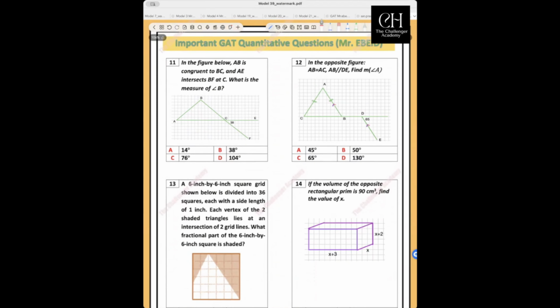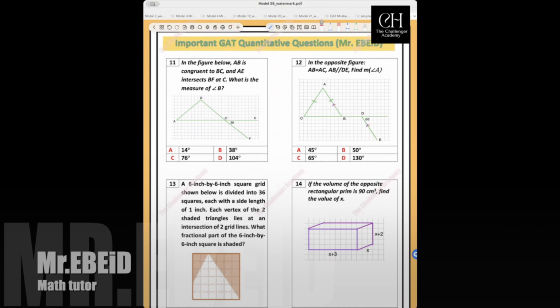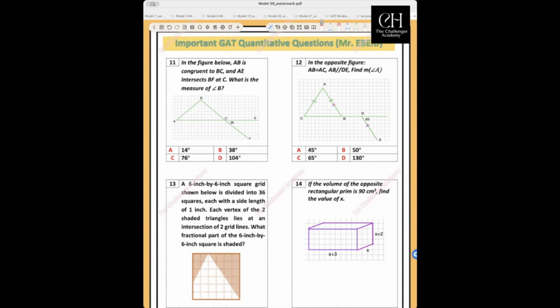Question 11. In the figure below, AB is congruent to BC, and AE intersects BF at C. What is the measure of angle B? How can we find the measure of this angle? This is 38, so this angle also has a measure of 38 because we have two vertically opposite angles, and they are equal in measure. We have two equal sides.